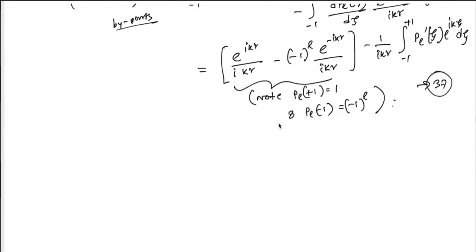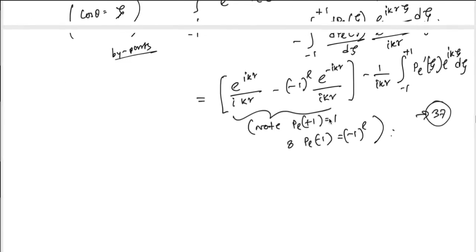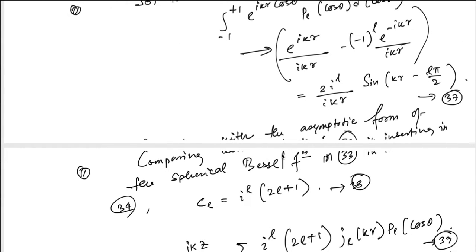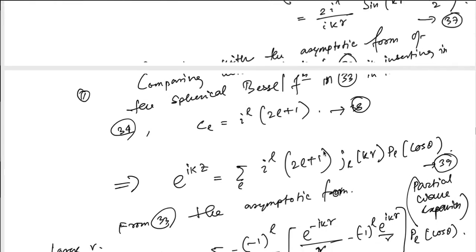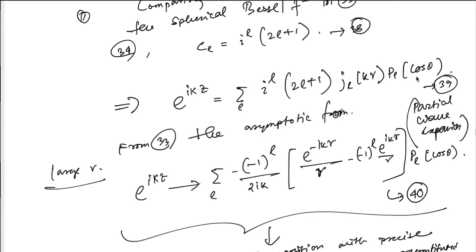Now that we have evaluated this side of the integral, I want to work out the C_L by comparing it with the right hand side. Comparing with the asymptotic form of the Bessel function in equation 33, I get C_L to be i to the power L times (2L plus 1). So my full expansion is e to the power i k z is the sum over L of i to the power L (2L plus 1) j_L(kr) P_L(cos theta). This is the full sum, and from equation 33 I can rewrite the asymptotic form of j_L.